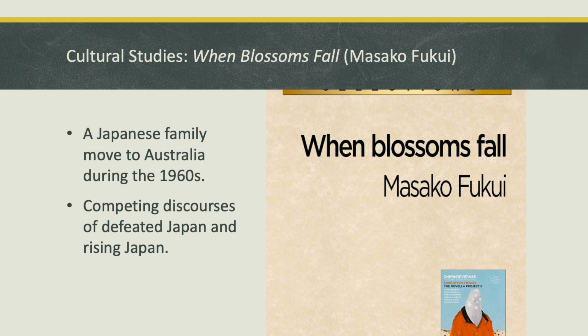Masako Fukui's book, When Blossoms Fall, is about a Japanese family that moves to Australia during the 1960s. Using a cultural studies approach, we can understand the tension in the novel between the competing discourses of defeated Japan on the one hand and rising Japan economically on the other hand.